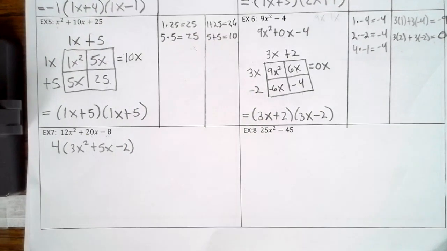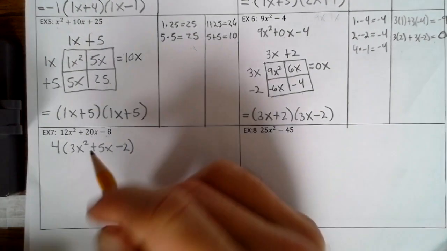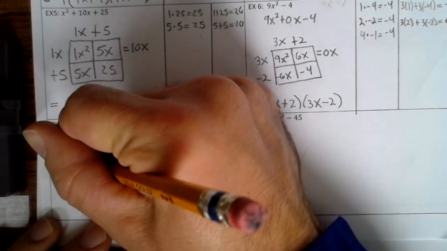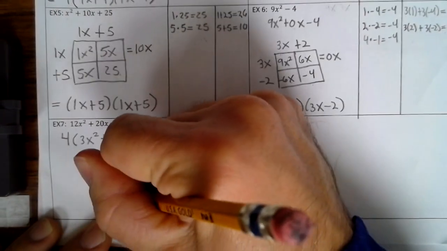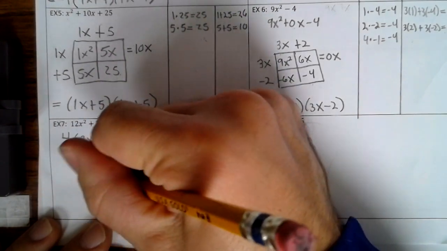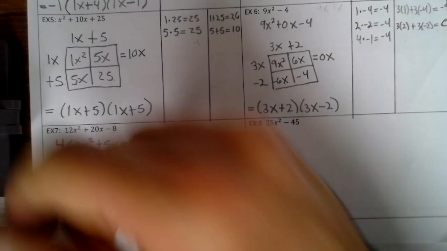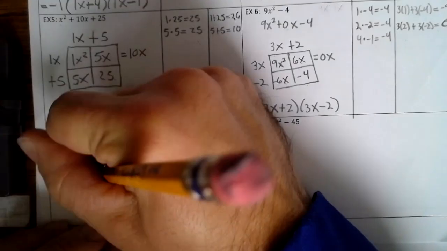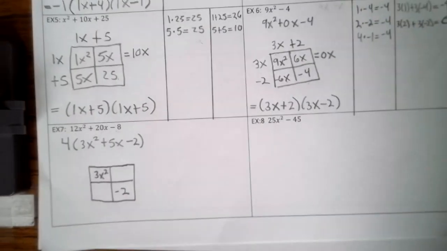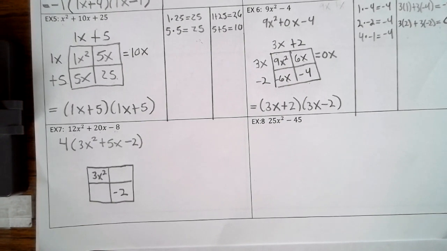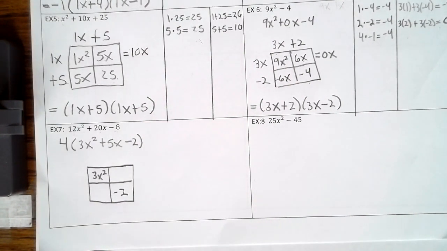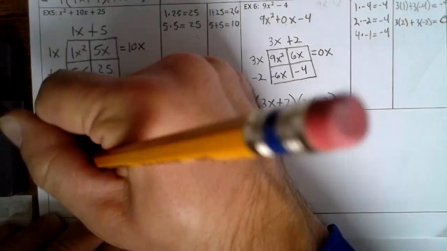So we draw a box. So first term is 3x squared. Last term is negative 2. Let's unblur this a little bit. All right. Now, to make 3x squared, the only combination to make that is 3x and 1x. And we want our middle term to be 5x.